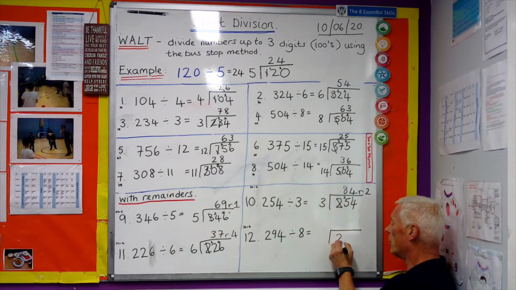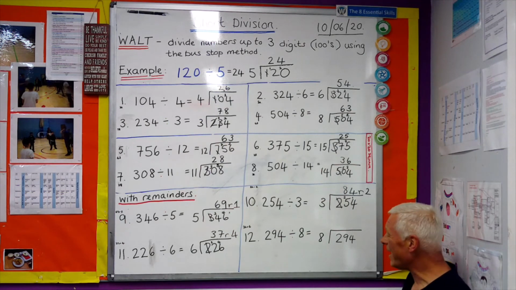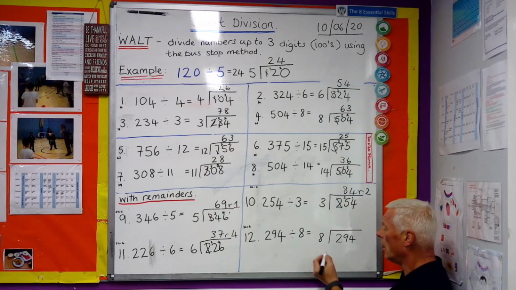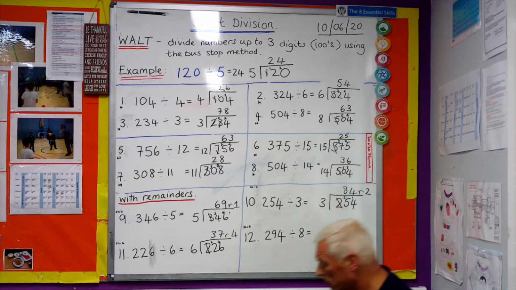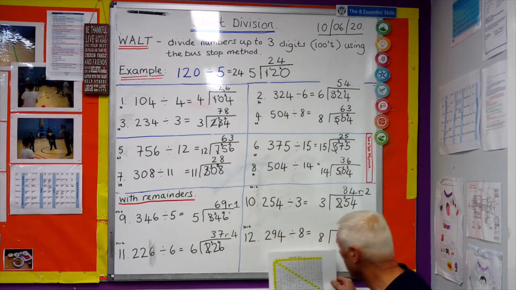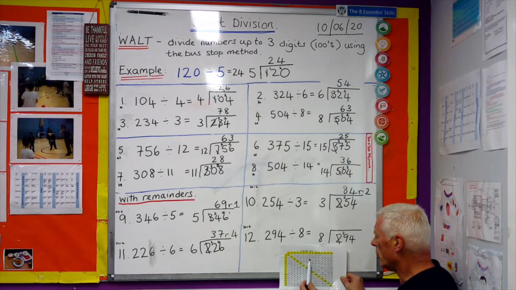Put a bus stop. 294. My divisor is 8. How many times can I put 8 into 294? 8s into 2 don't go. 8s into 29. Again, I can use my grid. How many times can I get 8 into 29? 4 times is 32, that's too big. 3 times is 24. So that's what I'm looking at, 24.